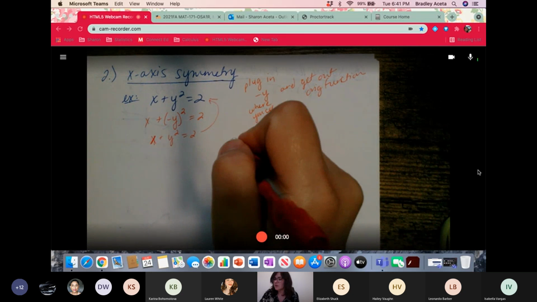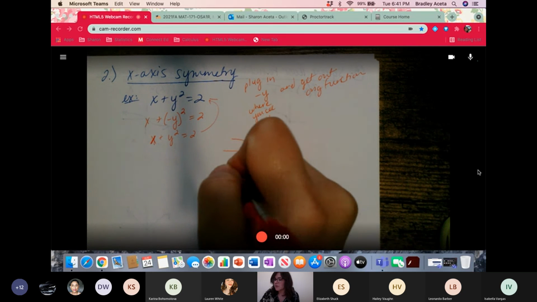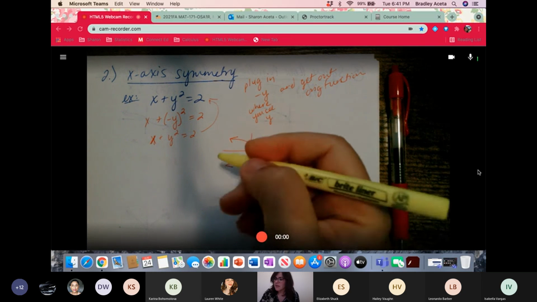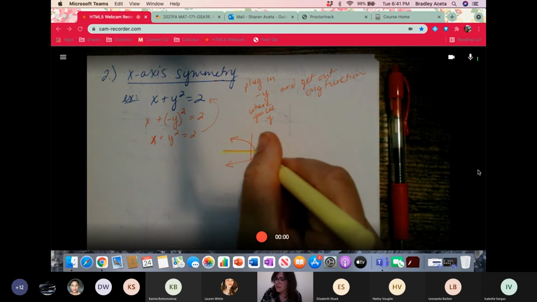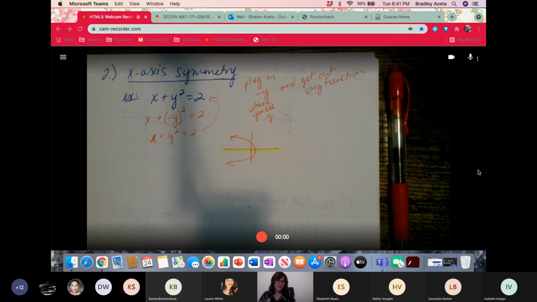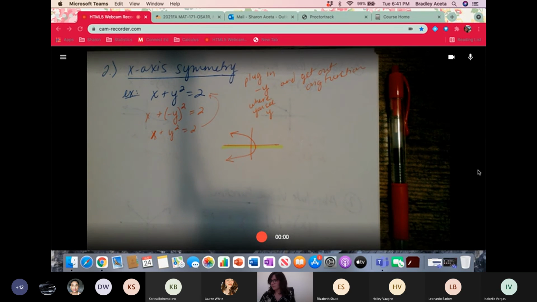but they would draw, it's actually a sideways parabola. And you'll see this is the x-axis, this flips over the x-axis perfectly. This half mirrors this half. So that has x-axis symmetry.